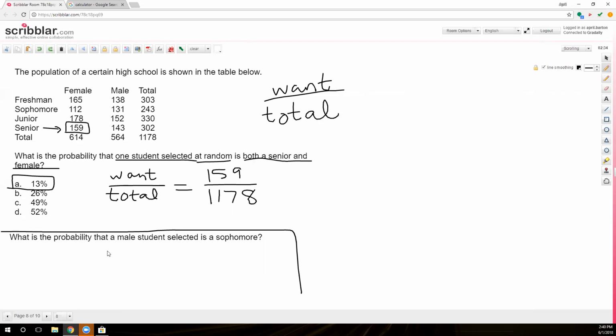So I gave a second question just to show how it can be a little bit different. What is the probability that a male student selected is a sophomore? So they're really limiting us on this chart. They want the male students only. We don't care about the female column at all, which means the total column isn't going to help us either. Females are not involved in this particular question. So we need the number for a sophomore and the total number of male students only. We want the male sophomores and male total number of students.